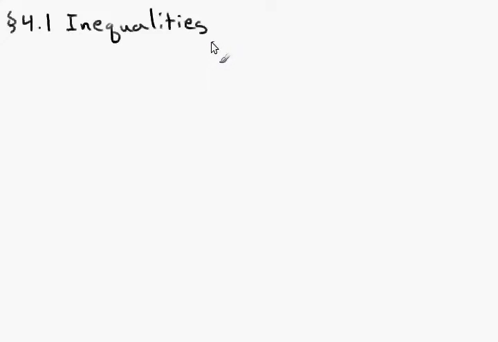In this video, section 4.1, Inequalities. To begin, we'll take the inequality 5x minus 7 is less than 8. Now, I don't want 5x, I want x. So I'm going to add 7 to both sides.